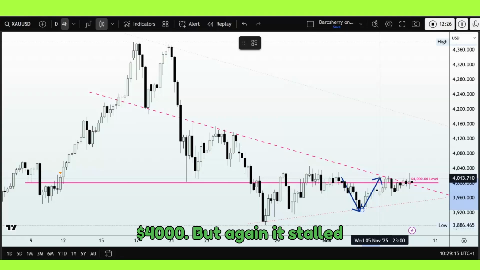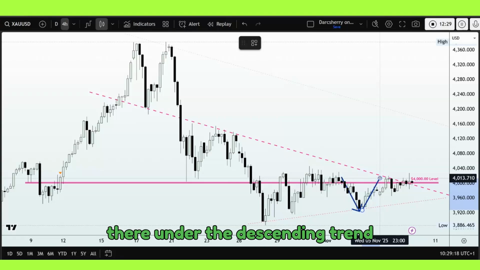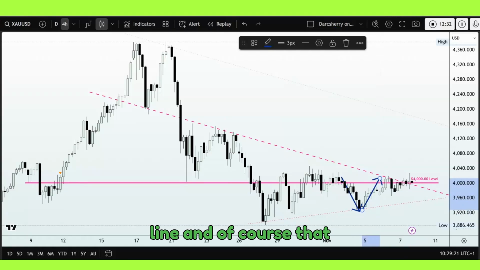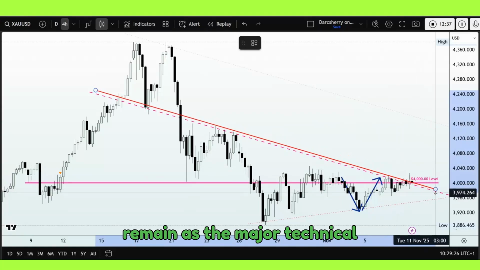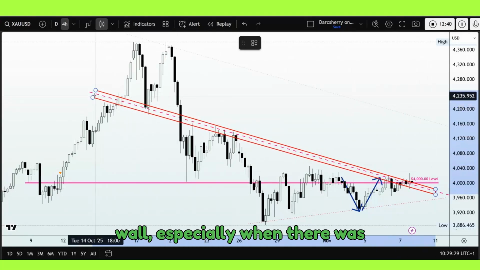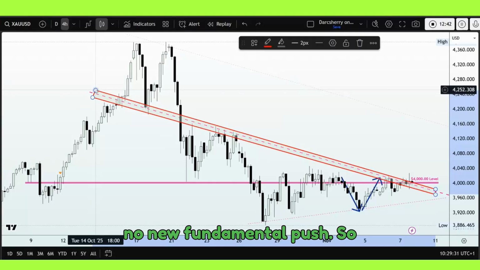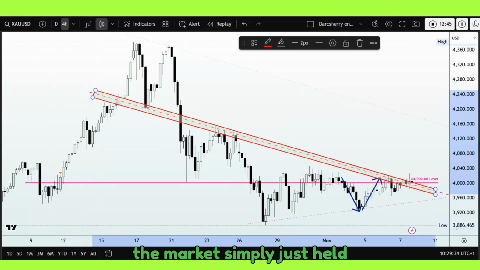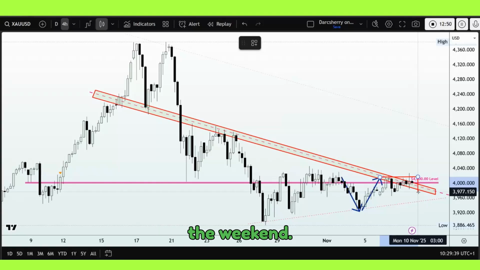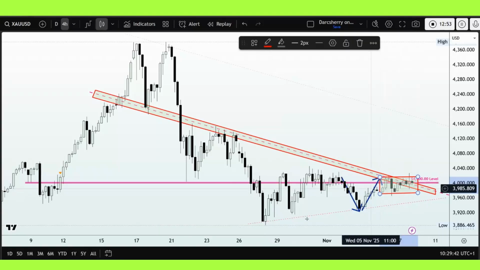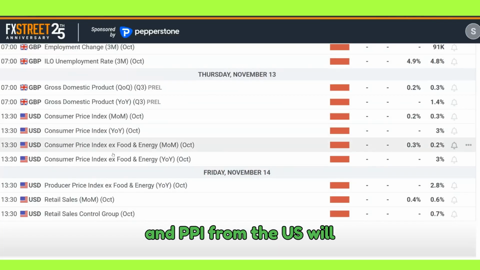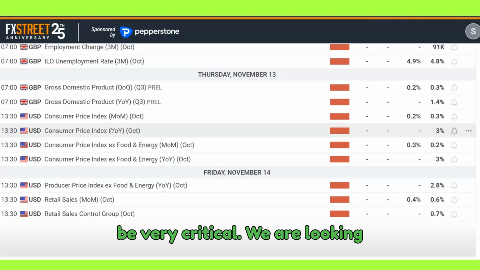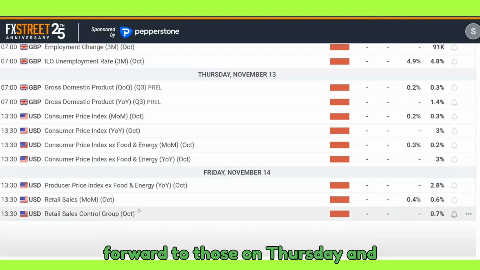But again, it stalled there under the descending trend line. And of course, that trend line here continued to remain as the major technical wall, especially when there was no new fundamental push. So the market simply just held its range around the $4,000 mark going into the weekend. So for next week, the CPI and PPI from the US will be very critical. We are looking forward to those on Thursday and Friday's trading session.